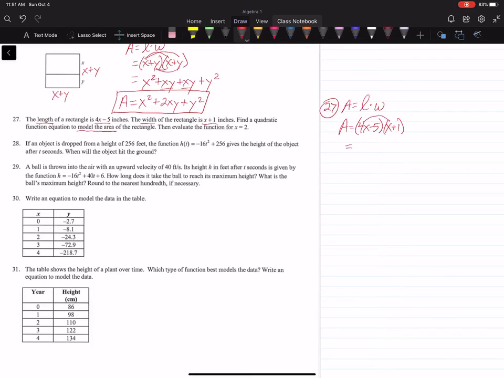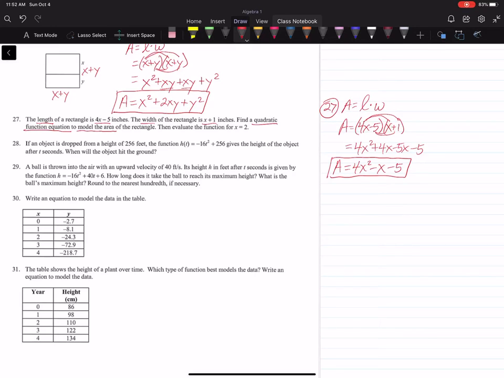So 4x times x is 4x squared. 4x times 1 is 4x. Negative 5 times x is negative 5x. Negative 5 times 1 is negative 5. And then we add our like terms. 4x squared minus x minus 5. That is the quadratic function equation that they asked for.